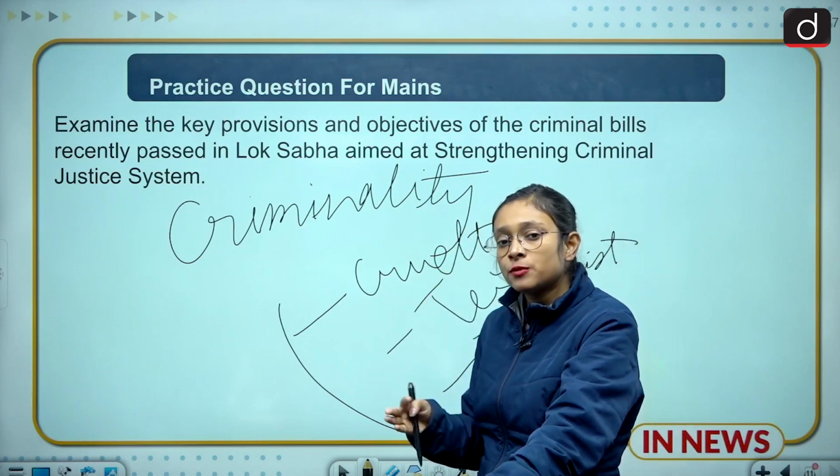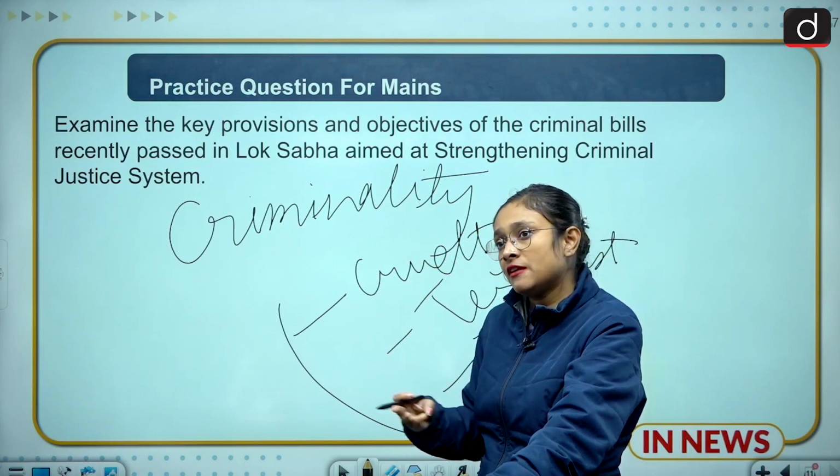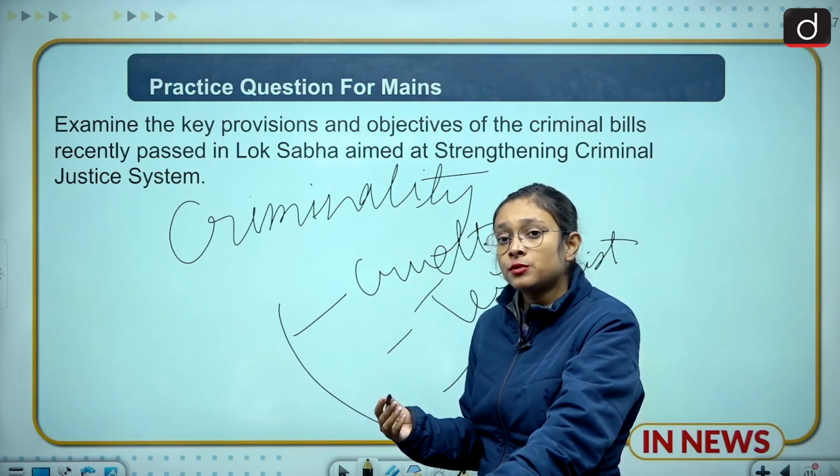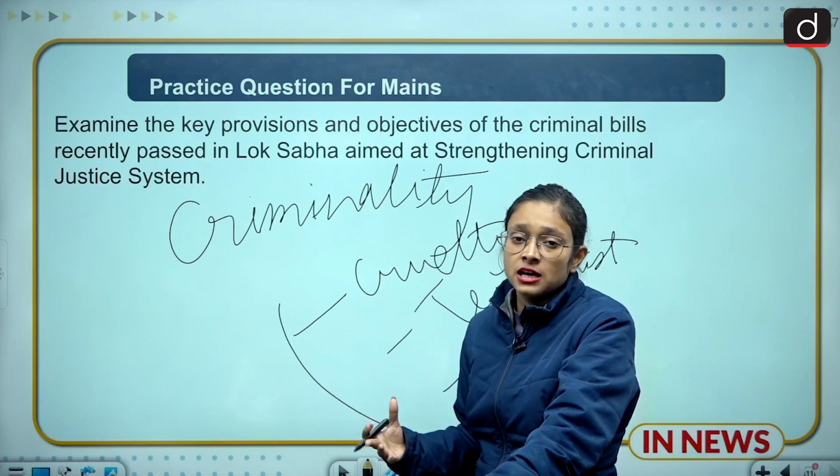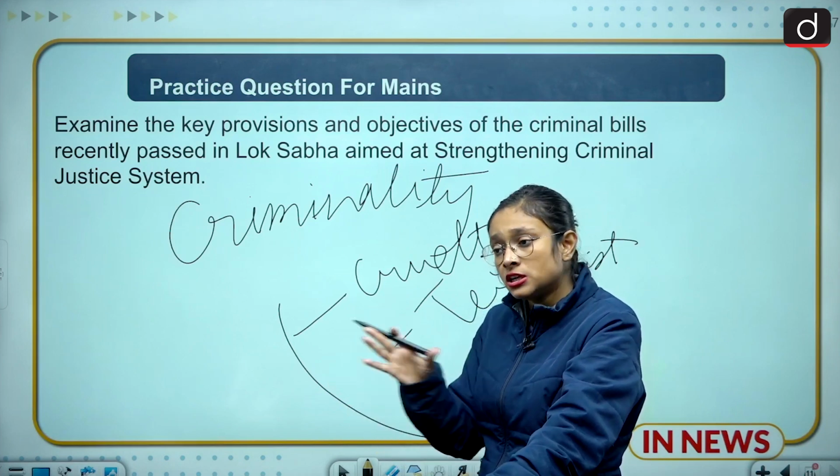And you also have to be very careful, because here we have discussed three bills. So you have to be careful about which bills they are asking about and which acts they are asking about, and you have to answer accordingly.